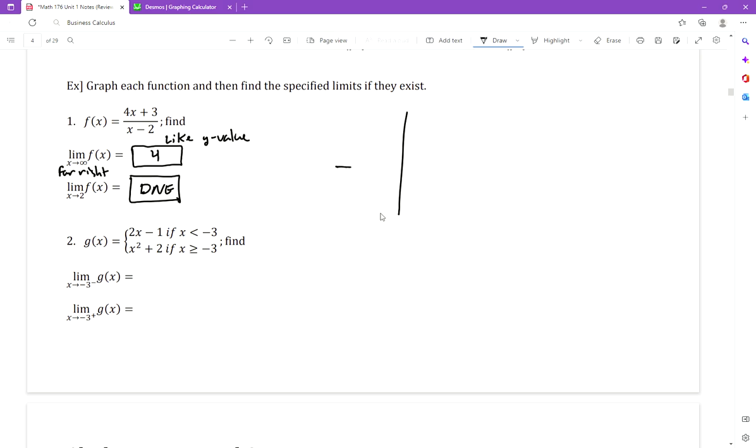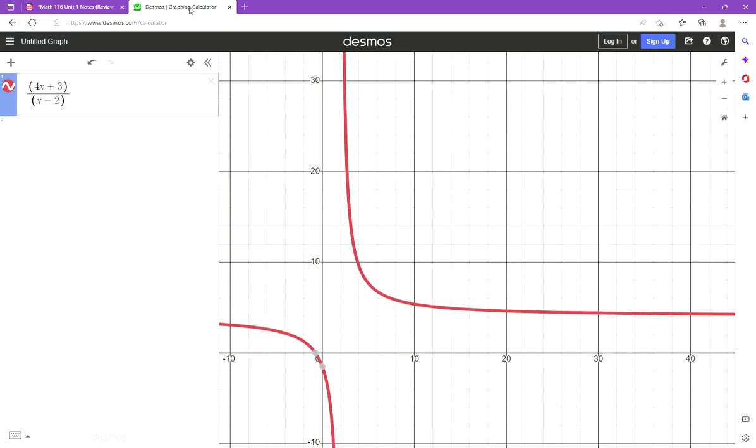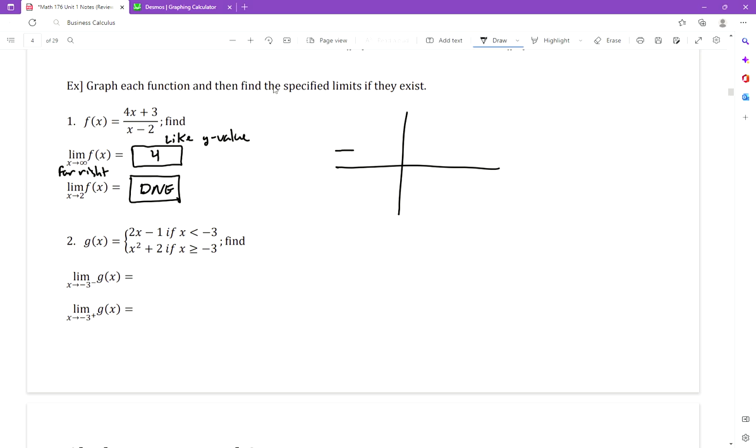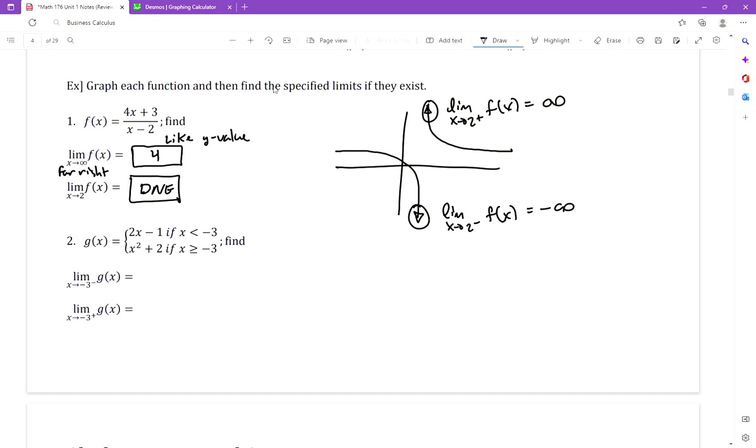We can even do a quick sketch to point that out. It's something like this. Remember this is going up to the right. So this is the limit as x goes to 2 from the right of this function, going up to infinity. This part is the limit as x goes to 2 from the left, and that's going down to negative infinity. Because these are different, that means that the limit does not exist.